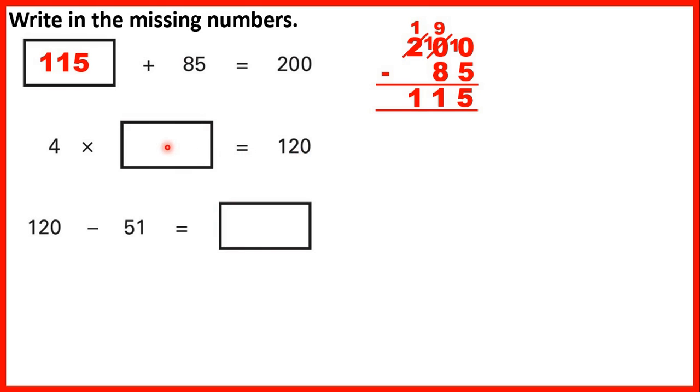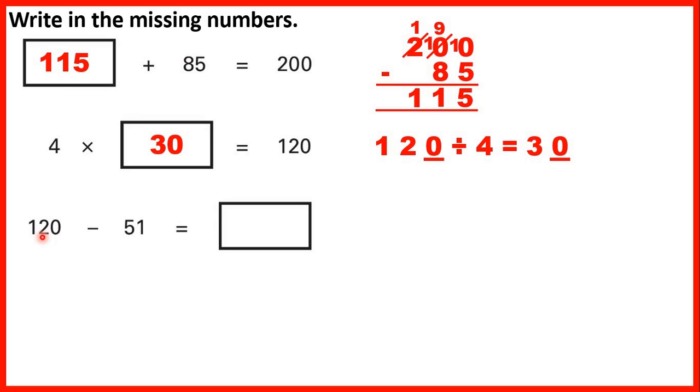Now 4 times something equals 120. So this time we have a missing number multiplication, and we can always find the missing number in a multiplication problem by dividing. So we can work out 120 divided by 4. We could use short division, or we could get our answer mentally. So 12 divided by 4 is 3, and if we have one end zero in the dividend, we need an end zero in our answer. So 4 times 30 is 120, because 120 divided by 4 is 30.